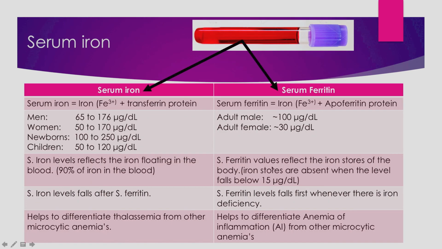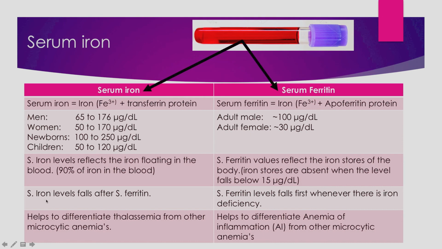Next is serum iron. So the blood contains serum iron also, and blood contains serum ferritin also. Serum ferritin is the storage iron, whereas serum iron is the circulating iron, which is available iron. So serum iron is iron plus transferrin protein, whereas serum ferritin is iron plus apoferritin protein. These are the normal values, and these are the normal values for ferritin. Serum iron is 90% of iron in the blood, whereas serum ferritin is 10% of iron in the blood. Serum ferritin levels are the iron stores, whereas serum iron levels are the available iron.